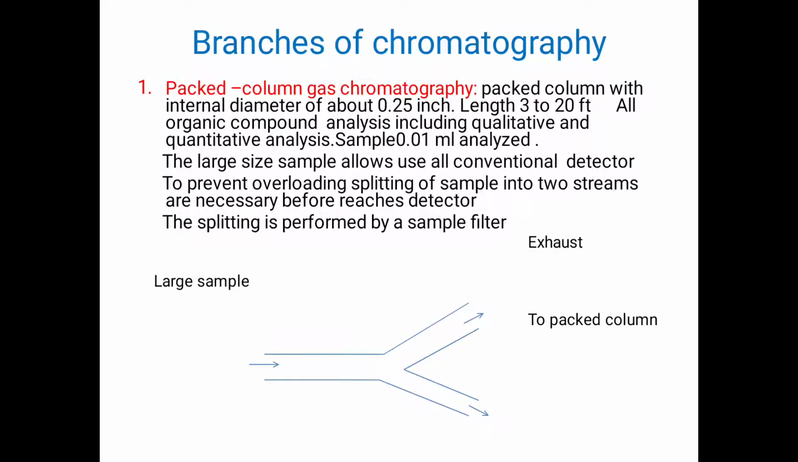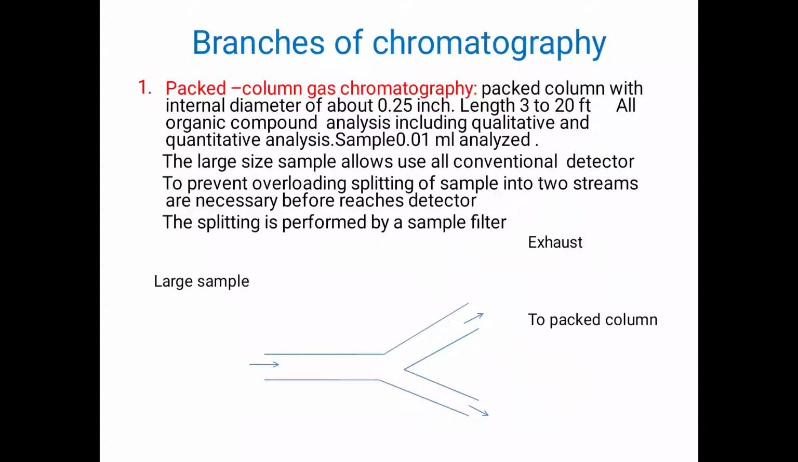Hello, good afternoon, friends. Today we are discussing the branches of gas chromatography. The first one is packed column gas chromatography. The second is capillary column gas chromatography. The third is preparative scale gas chromatography, and the fourth is programmed temperature gas chromatography. So these are the four types, or branches, of gas chromatography.